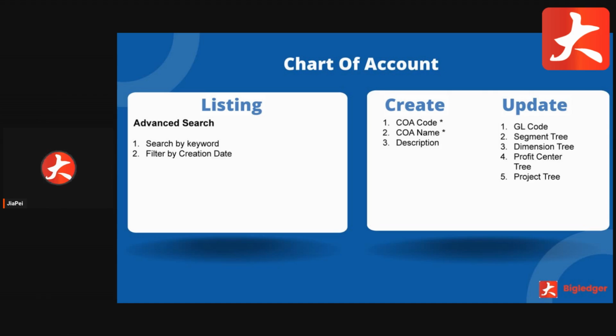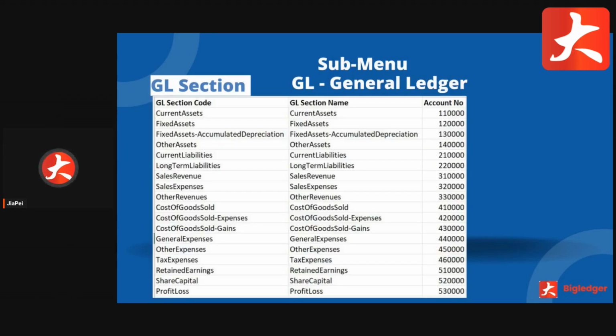Once we create the chart of account, we will get the default GL section and GL categories. Okay, so the next sub-menu is the GL section. These are the default GL sections in basic accounting. We group by current asset, fixed asset, current liability, long-term liability, and then revenue side, equity side, and expenses side. Okay, so we use a default GL code and the account number.